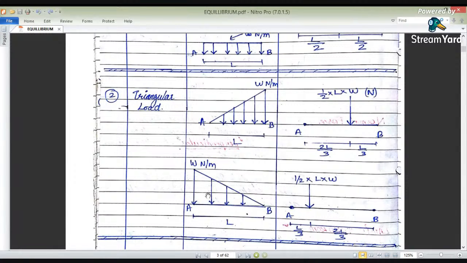Again, the same criteria: we reverse this figure so that A is maximum and B is 0. The maximum is here, so we find the CG from point A, and we have this 1/3 here, 1/3 of length and 2/3 of length. How to find the intensity? The intensity is the same, half into base into height.